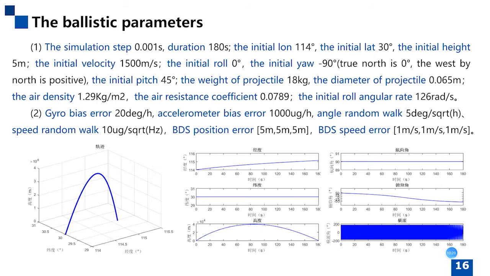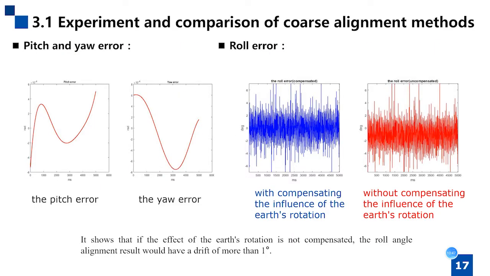It first used the guided projectile trajectory generator to generate ideal gyroscope and accelerometer data. Then, this paper adds the corresponding error according to the actual situation. The trajectory parameters of the trajectory generator are used as true values for comparison. This paper gives the experiment and comparison of course alignment methods.